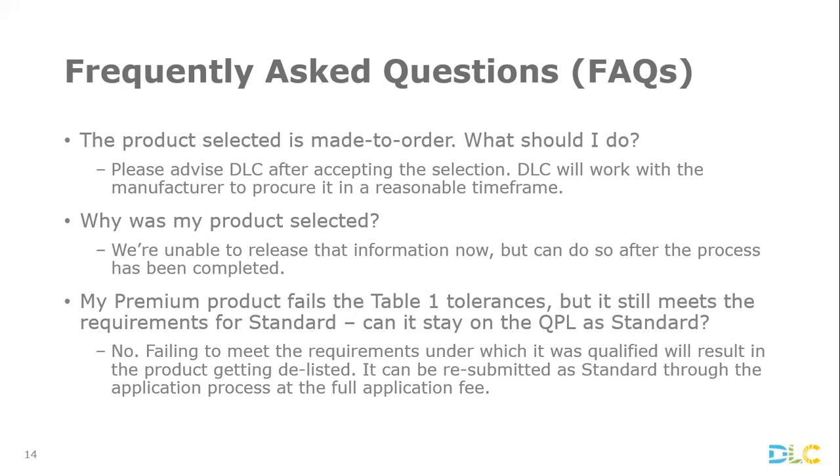My premium product fails table 1 tolerances, but it still meets the requirement for standard. Can it stay on the QPL as standard? And the answer to that is no. Failing to meet the requirements under which it was qualified will result in the product getting delisted. It can be resubmitted as standard through the application process at the full application fee.